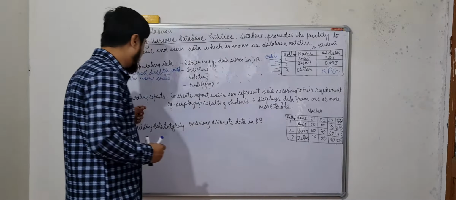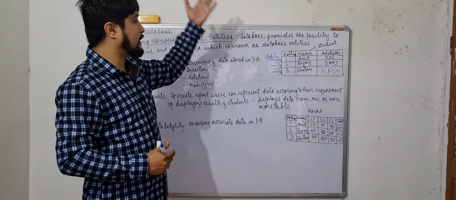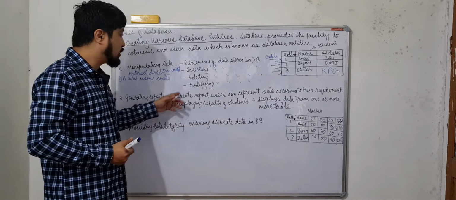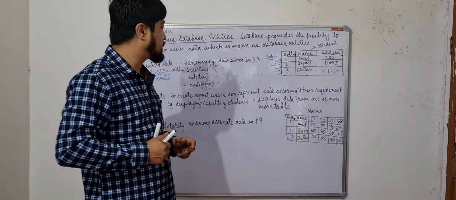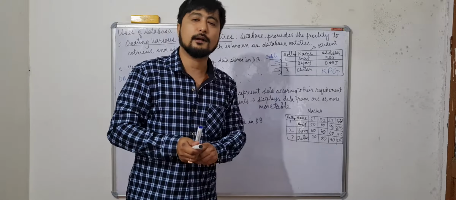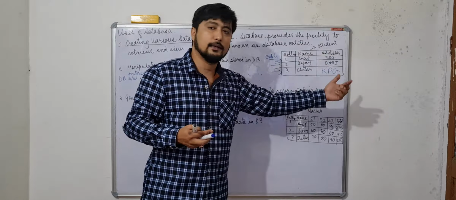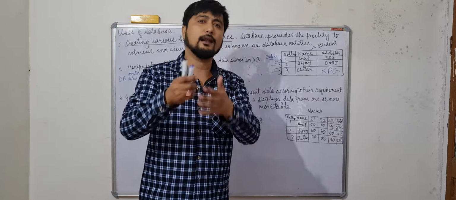Next is generating reports. After creating the database and the table, now we want to generate a report. Report means the user can represent data according to their requirements. For example, this is one of the tables called student, with roll number, name and address. Report will be in printed form.